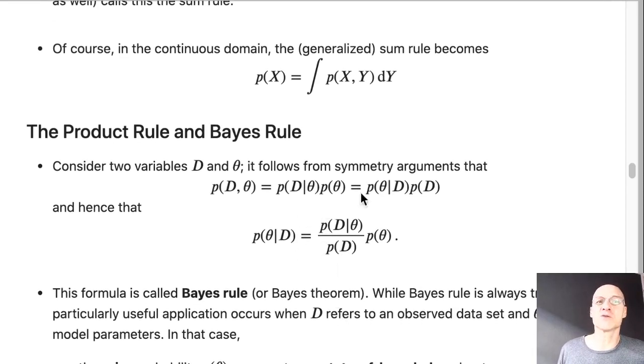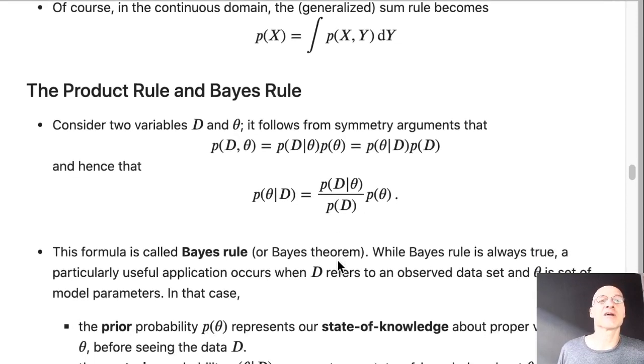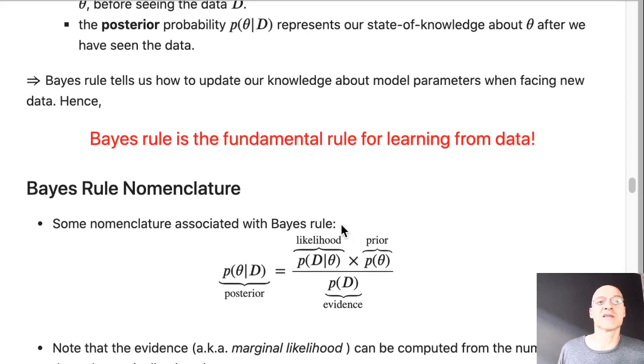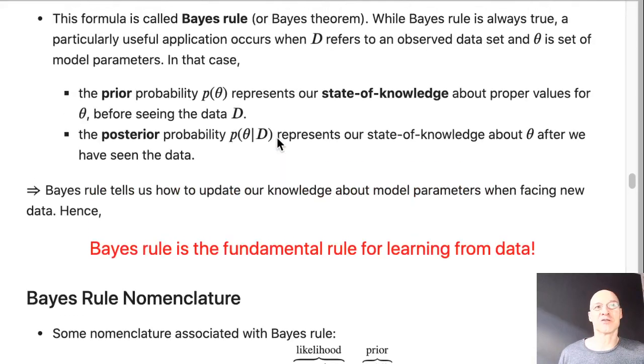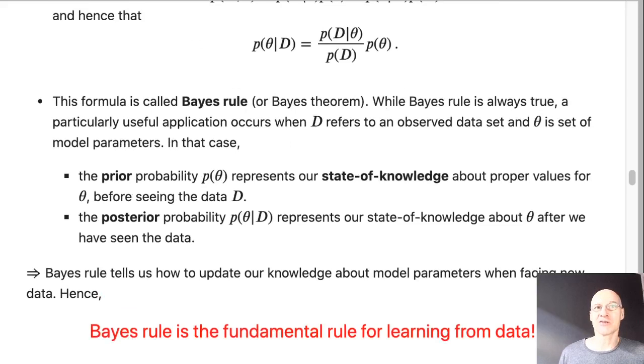Because this is used so much, we assign labels to these terms in Bayes' rule. This is called the posterior, this is called the prior, this term is called the likelihood, and this is the evidence term. But as you have seen, and this is really the fundamental thing, Bayes' rule underlies learning from data. That's why there is a term called Bayesian machine learning, which basically means that we're in the business of using this formula to do machine learning.